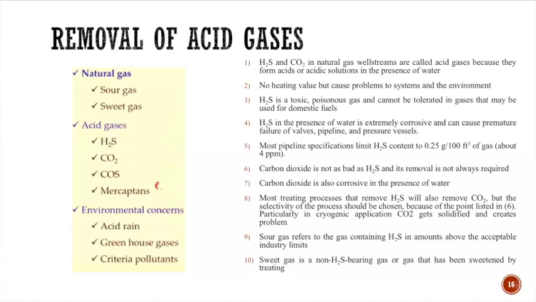Now you see, H2S is a toxic and poisonous gas and cannot be tolerated in gases that may be used as domestic fuels. Also, H2S in the presence of water is extremely corrosive and causes premature failure of valves, pipelines, and pressure vessels. So it's a highly harmful gas, you see. Most pipeline specifications limit H2S to 0.25 grain per 100 cubic feet of gas, right? That is 4 ppm. So the amount of H2S in the pipeline should not exceed 4 ppm. This is the limit.